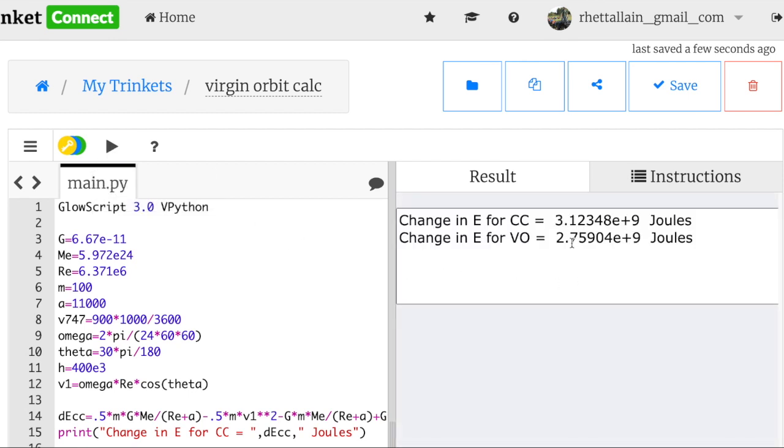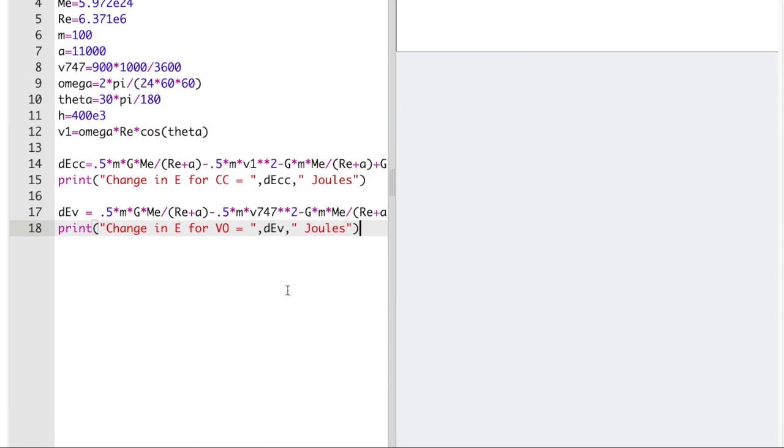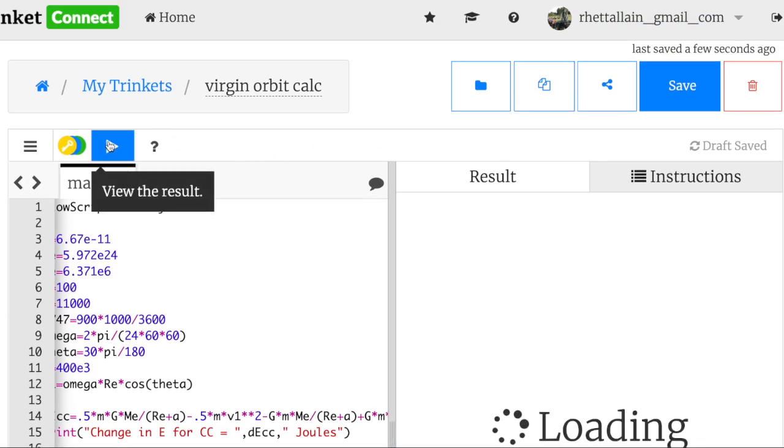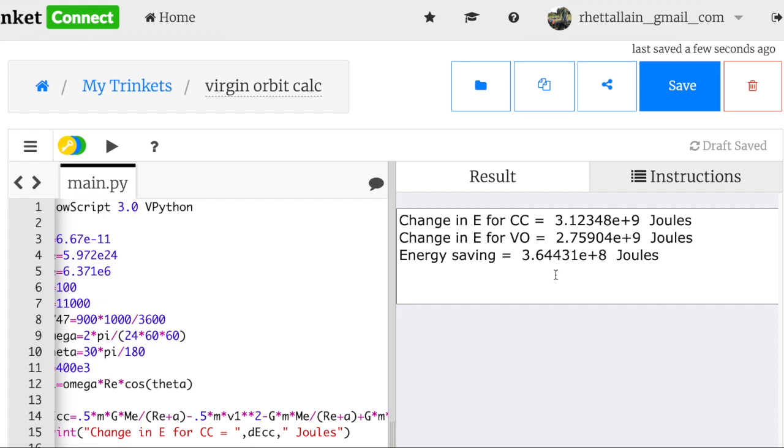So, yeah, I saved, 500,000. No, that's still a lot. Let's see. Saving. Save is going to be DECC minus DEV. Energy saving is going to be save joules. Really, it should be the percent, but let's just run it this way. Okay, so I saved quite a bit of energy. It still requires a lot of energy.